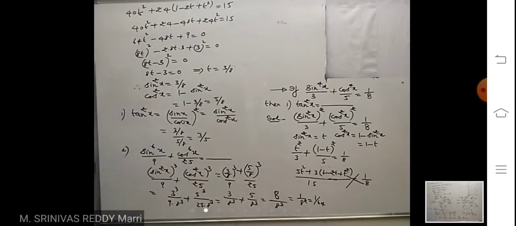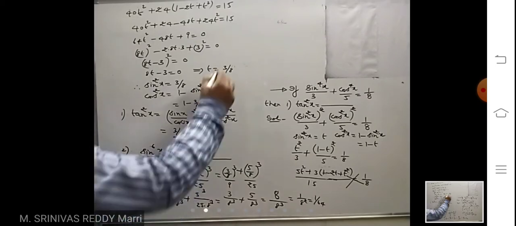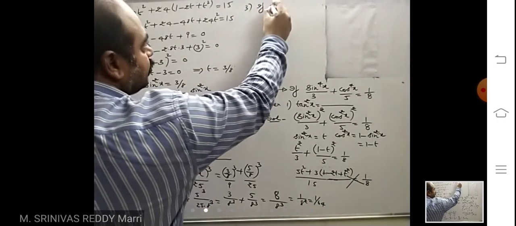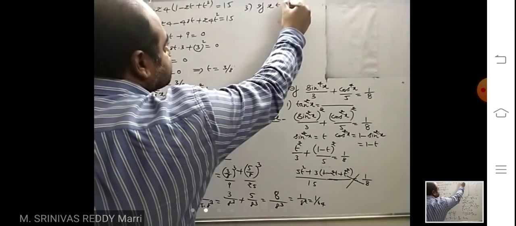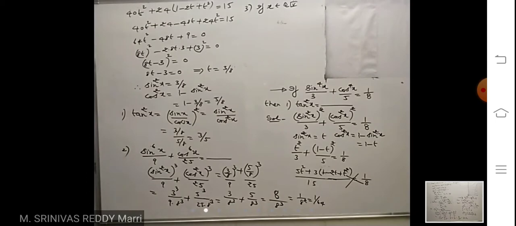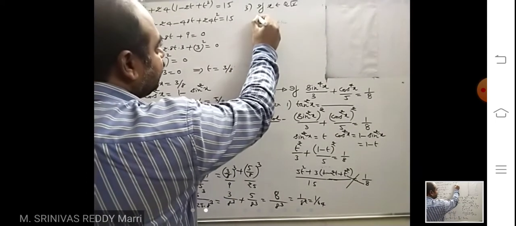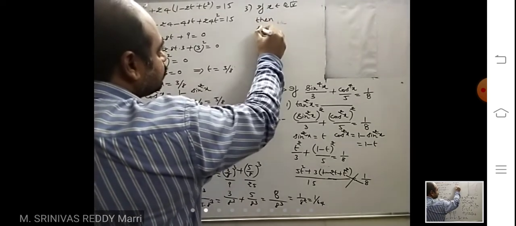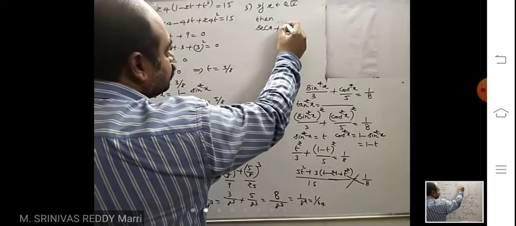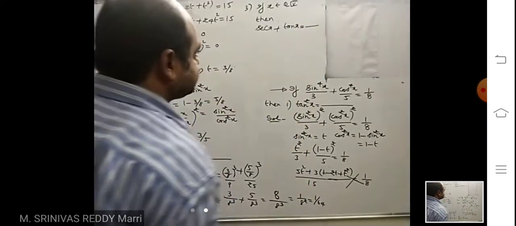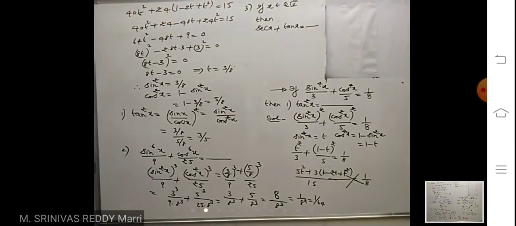Suppose the third question is asking like this: if x belongs to quadrant 4, given that x is in quadrant 4, then he is asking secant x plus tan x equal to dash. Secant x plus tan x equal to dash.